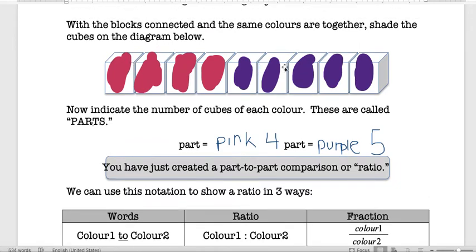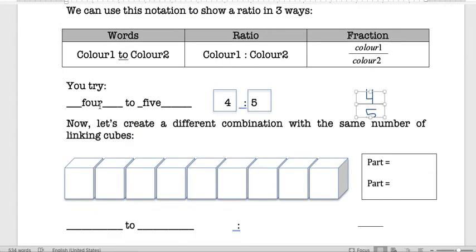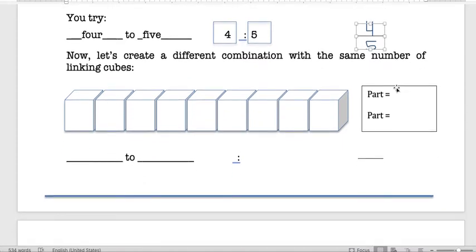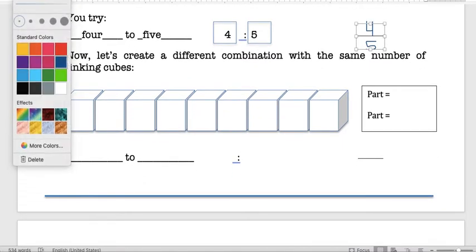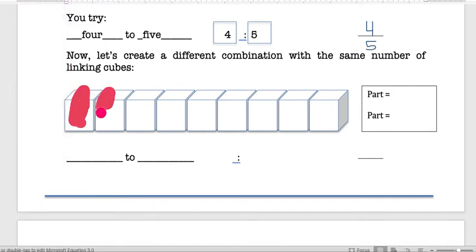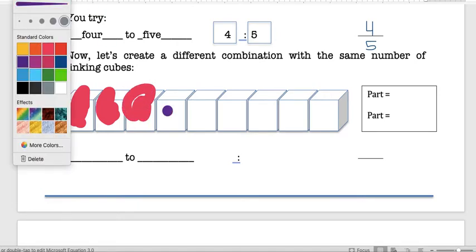So I've got 4 pinks, 5 purples. In words, 4 to 5. As a ratio, 4 to 5. Or as a fraction, 4 to 5. So we can create a different combination with the same number of linking cubes. So if I'm going to create a different combination, I'm going to have 3 pinks this time. And then I'm going to have 6 purples.